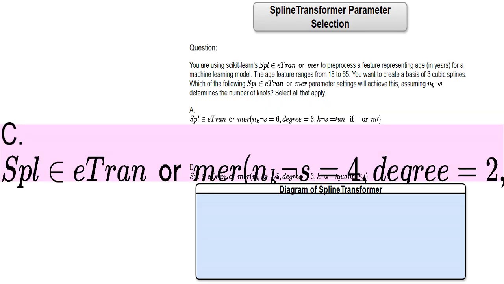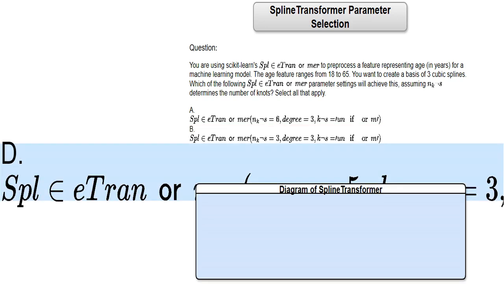Option C uses a quadratic spline, degree 2, instead of a cubic spline, degree 3. It is incorrect because it does not meet the cubic spline requirement. Option D, with n_knots equals 5 and degree equals 3, will also not create 3 cubic splines. It is incorrect because, as discussed previously, it does not match the required number of knots for 3 cubic splines.